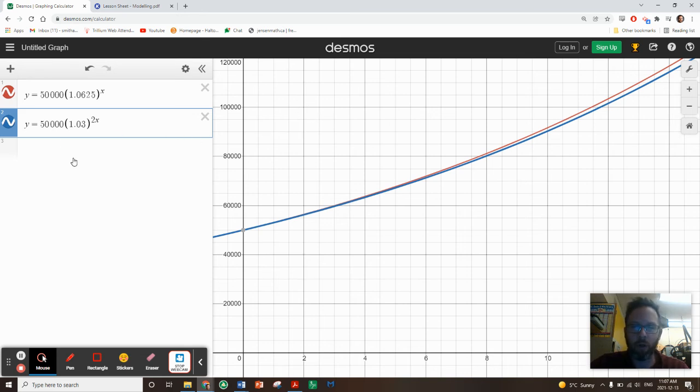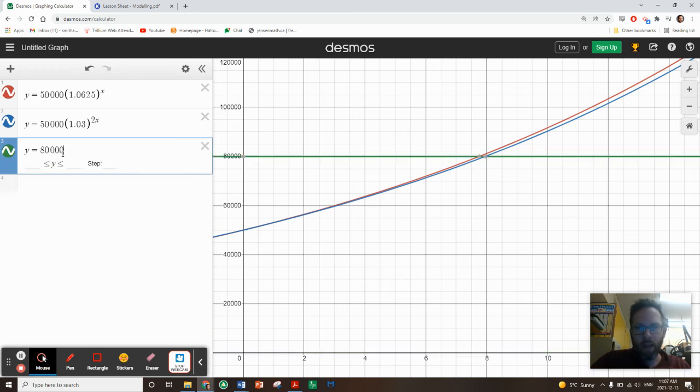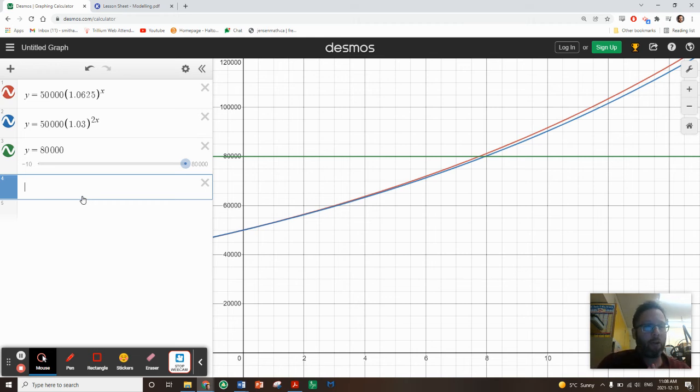But we're going to withdraw this money once we have $80,000. So let me add a third function here, 80,000, and you can see that they each reach $80,000 just around 8 years. And even though we get $80,000 quicker with the Lakeland savings bond, we're going to be penalized for withdrawing early. And is that penalty for withdrawing early going to make it a worse option than the mutual fund? Well, let's actually add in another option here.